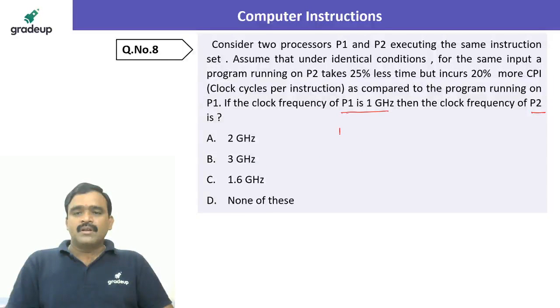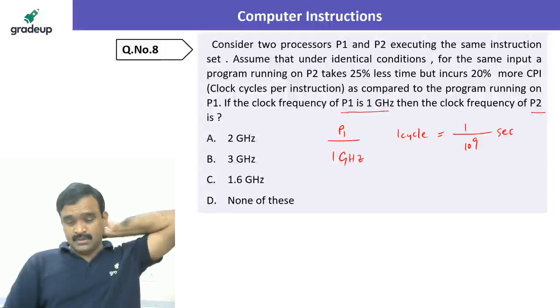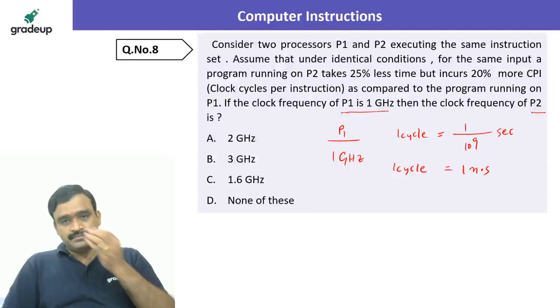Processor P1 has a frequency of 1 GHz. So what is the one cycle time here? Cycle time is inversely proportional to the frequency. So 1 by 1 GHz, 1 by 10 power 9 seconds, since 1 GHz is 10 power 9 hertz. This is equal to 1 nanosecond. The time for one cycle in processor P1 is 1 nanosecond only.